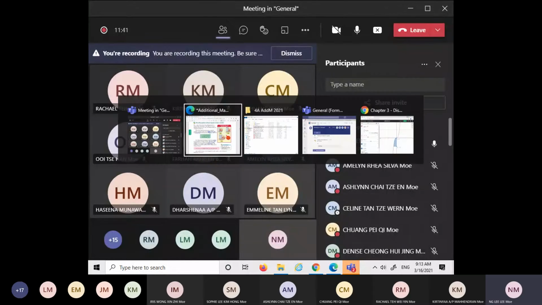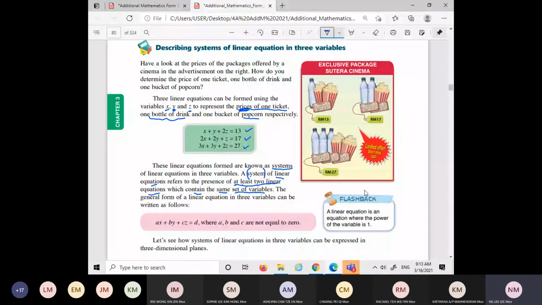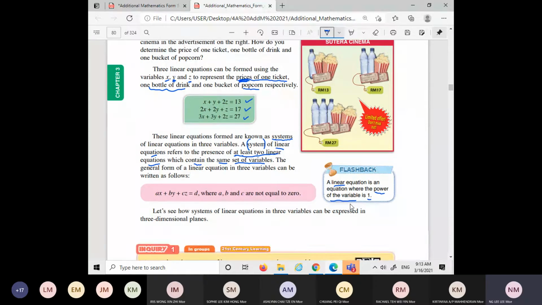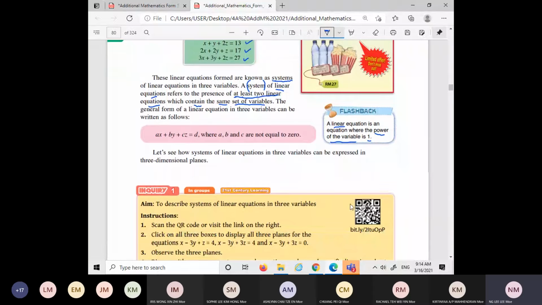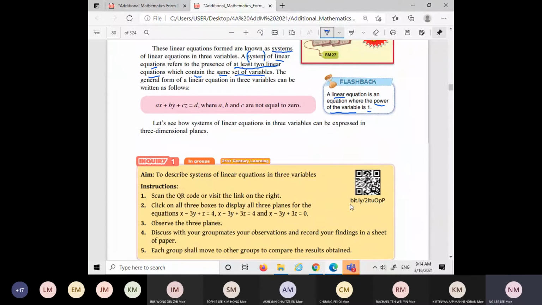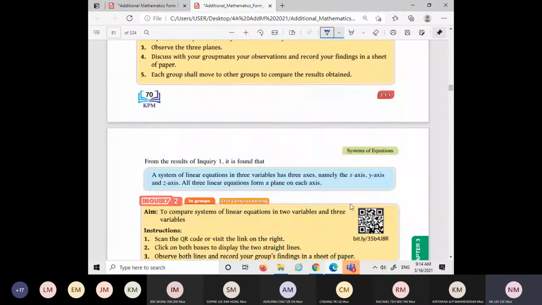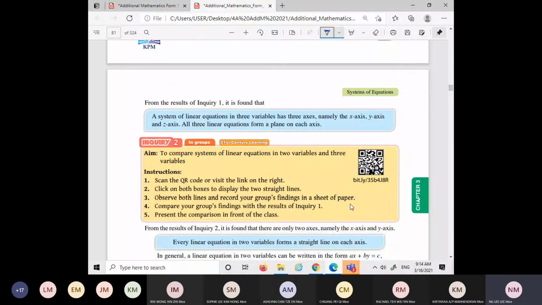Okay, so I come back here. This one is a flashback for you. A linear equation is an equation where the power of the variable is 1. Only this one we call linear equations. Let's see how a system of linear equations in three variables can be expressed in a three-dimensional plane. Maybe I go to this one first, activity 2.